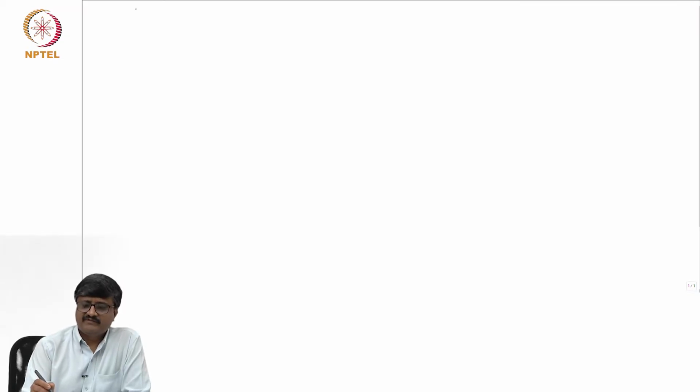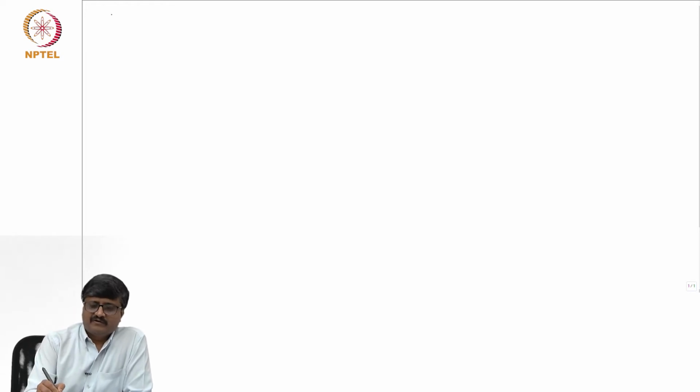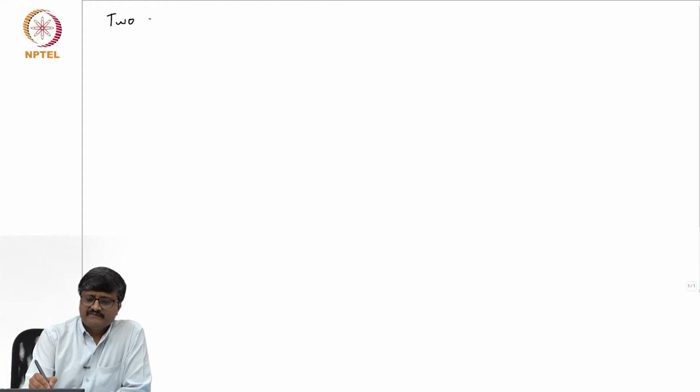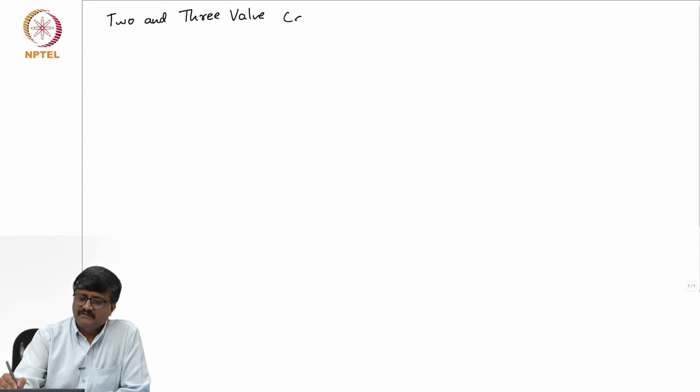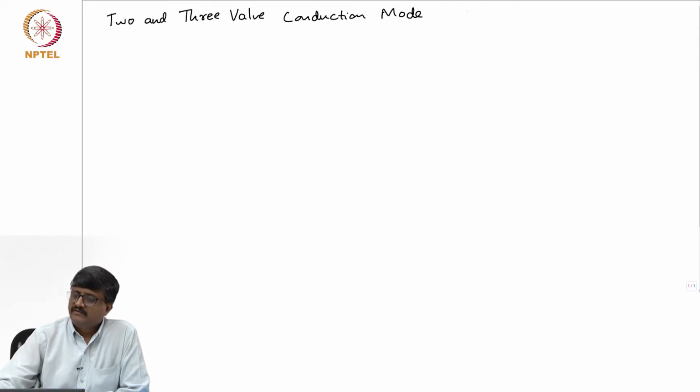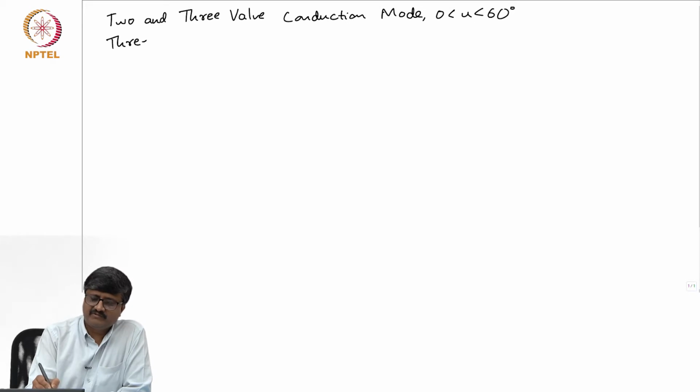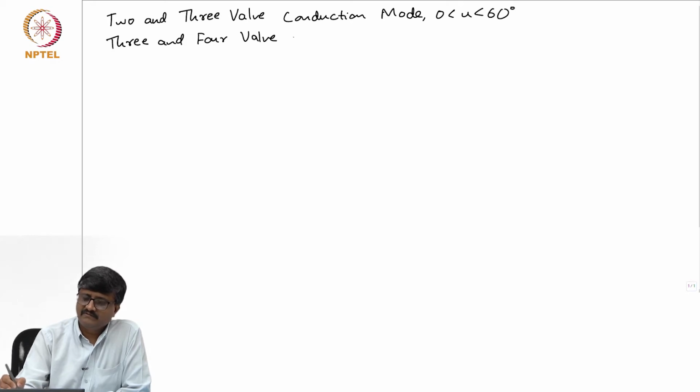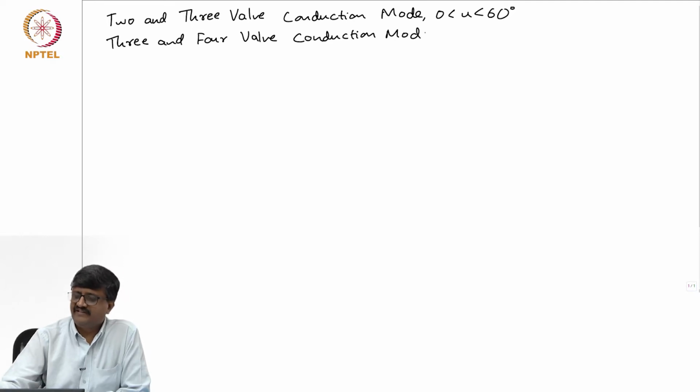So what we have seen so far is 2 and 3 valve conduction mode and 3 and 4 valve conduction mode. For 2 and 3 valve conduction mode, the overlap angle U is greater than 0 and less than 60 degrees. For 3 and 4 valve conduction mode, U is greater than 60 degrees.